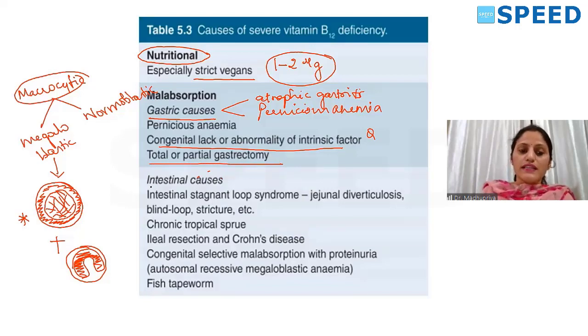And then when the patient has had total or partial gastrectomy. Fine. What are the intestinal causes? Intestinal causes, nothing much you have to remember. I want you to remember chronic tropical sprue, and I want you to remember ileal resection. The rest you can just leave. I want you to remember strict vegans and then gastric causes. Then you have to remember tropical sprue and ileal resection, because vitamin B12 is basically absorbed in the ileum.